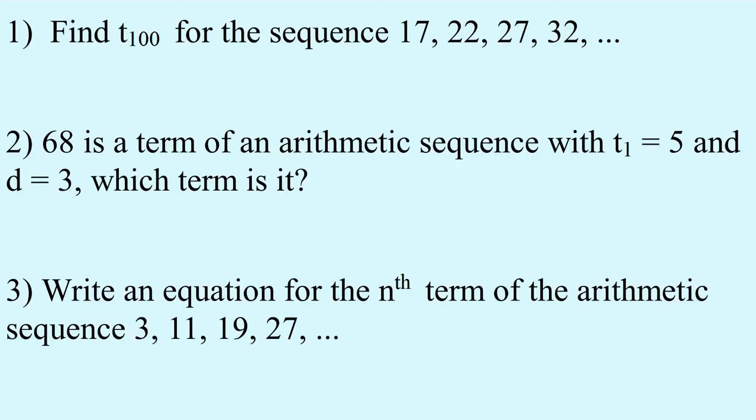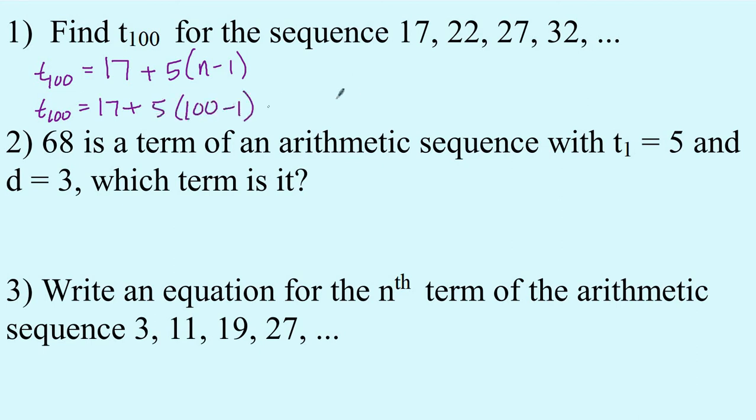Feel free to try these on your own if you feel comfortable with the formula, but I'll walk you through it. So for the first problem here, we want to find the 100th term. So to get the 100th term, we take the first term, which is 17. We add the difference, which is 5. And we multiply by n minus 1. Well, what's n? n is 100. So really, 17 plus 5 times 100 minus 1. We work that on our calculator, we should get 512. So that's the 100th term of the sequence.